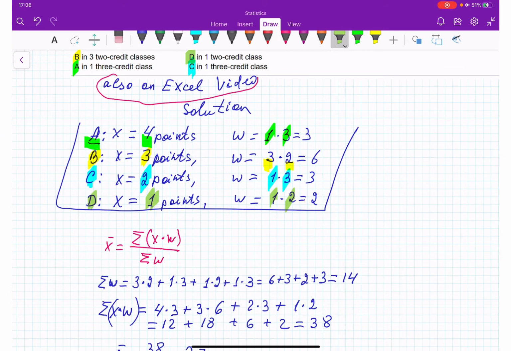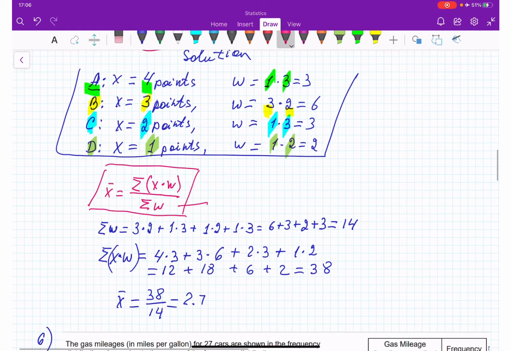Now the formula for how to find the average. X bar is equal to the sum of X times W, where this sign is summation, divided by the sum of W's. So we have to get the sum of W's, this one. What do we have here? 3, 6, 3, and 2, which means 3 plus 6 plus 3 plus 2, that is 14. I just plugged it here again.